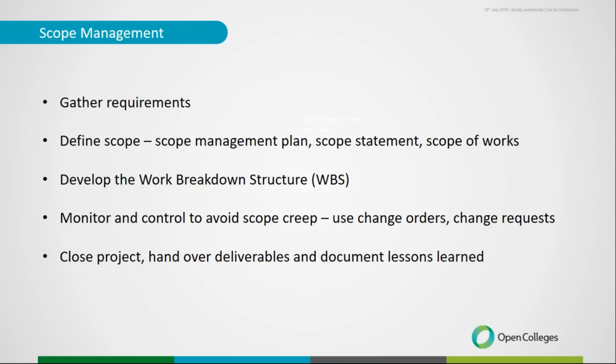Key concepts for managing scope. First thing we have to do is gather the requirements, find out what the work of the project is going to be, define that in our scope management plan. We might have a scope statement or a scope of works. Once again, every industry is slightly different, but there'll be a document that will document what the scope includes and what it doesn't include. And then from that, we work on our work breakdown structure, which really forms the foundation of our schedule and our budget, and looking at what human resources and equipment we need and all of that resourcing aspect.